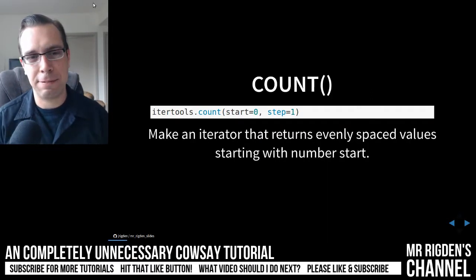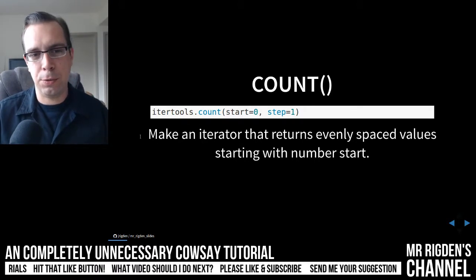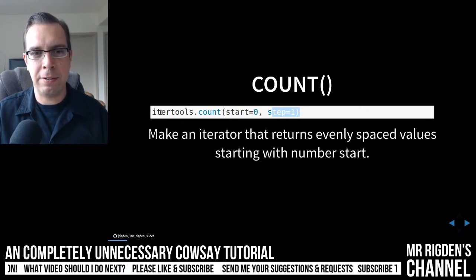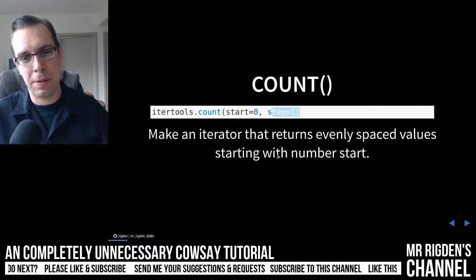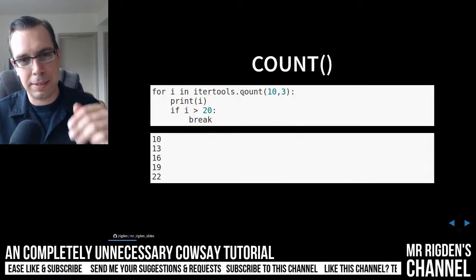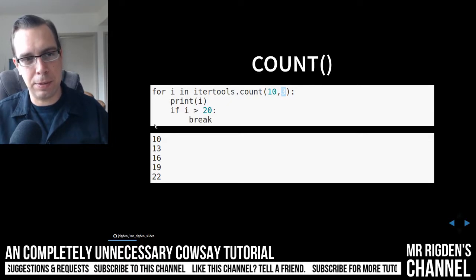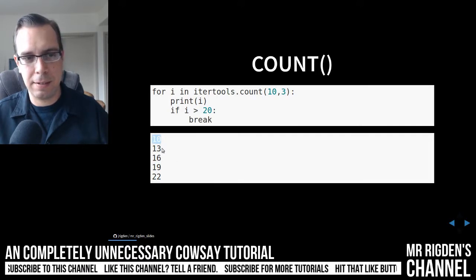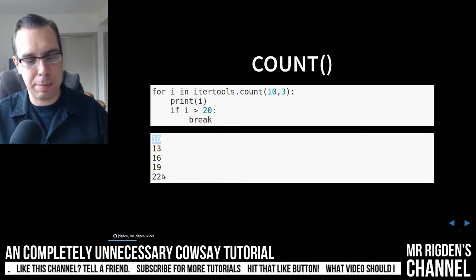Okay, so the very easiest one here is count. Count takes two arguments, a start and a step. This is going to return an iterator that, as it says, makes an iterator that returns evenly spaced values starting with the number. So here's a great example. For i in itertools.count, we're going to start at 10, and our step is going to be 3, and then we're just going to loop through it. So we start off with 10, we step 3 to 13, step another 3 to 16, step another 3 to 19, step another 3 to 22.